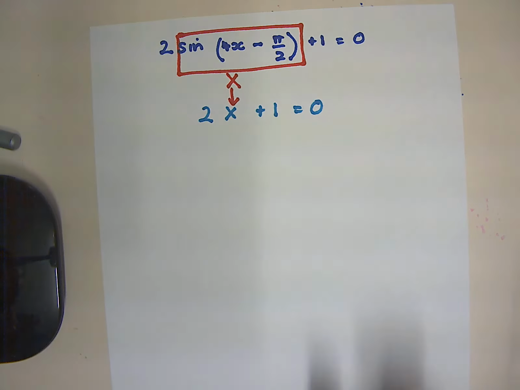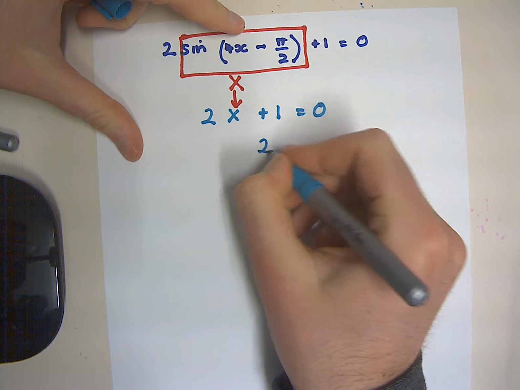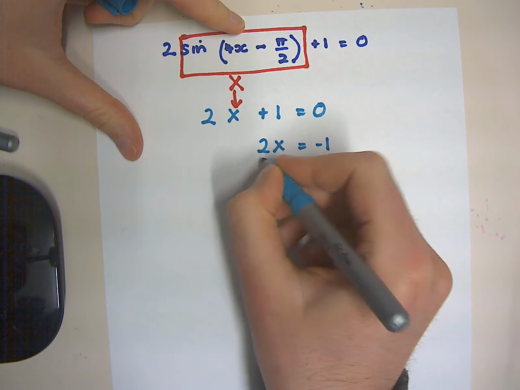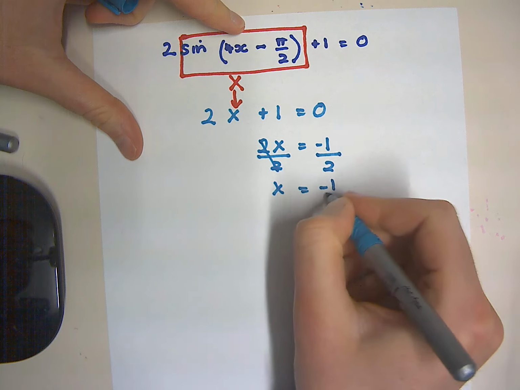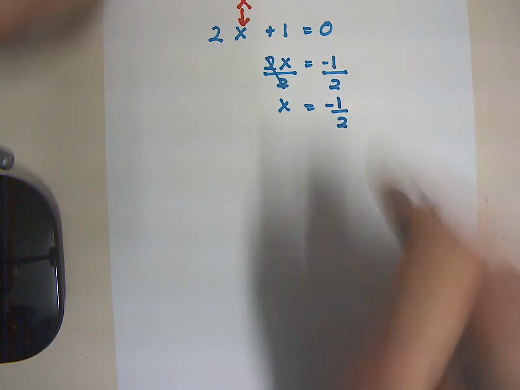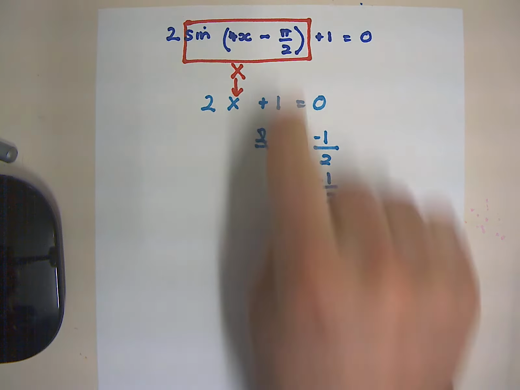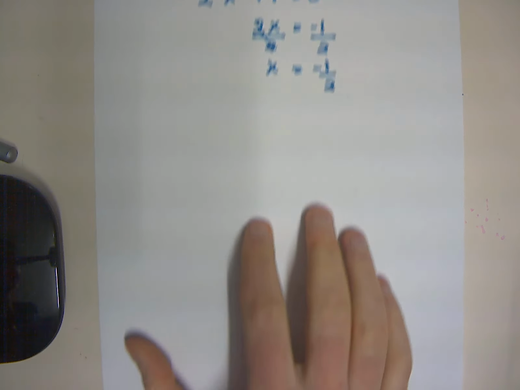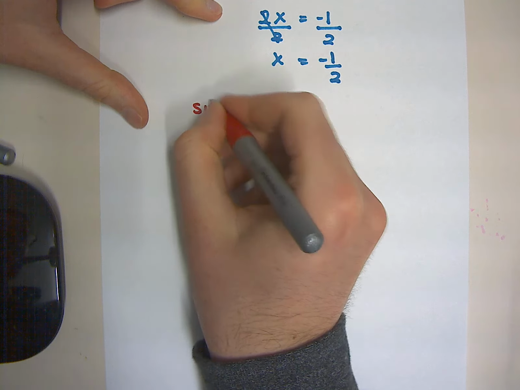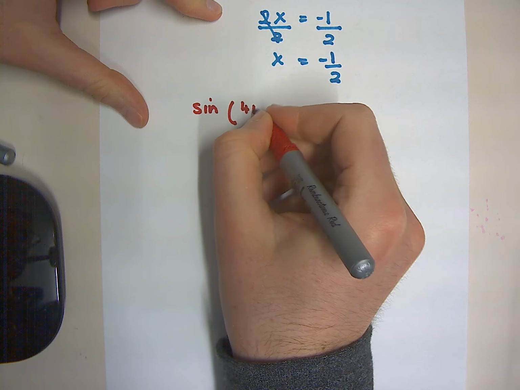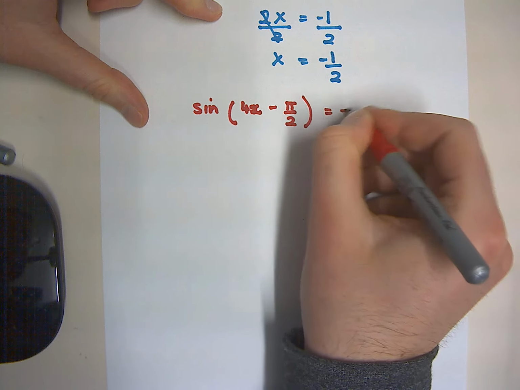So what we're doing is we're calling this red thing x. Now, hopefully you know how to solve an equation like this. We take 1 from both sides to get 2x equals minus 1. Then we divide both sides by 2 to get x equals minus 1 on 2. So now that I've worked that out, x wasn't just an x, it was actually this sine 4x take pi on 2 thing. So to write that correctly, it's sine of 4x take pi on 2 equals minus a half.